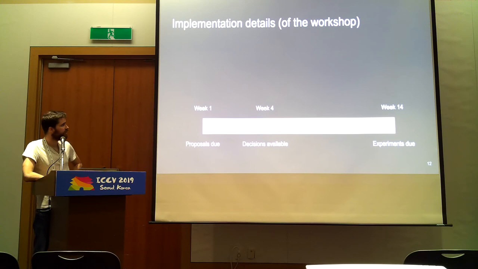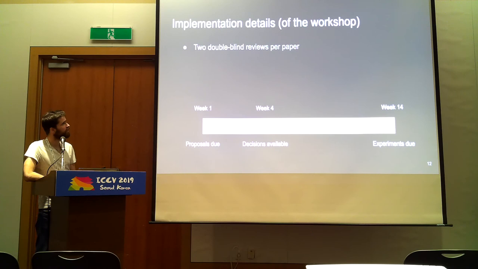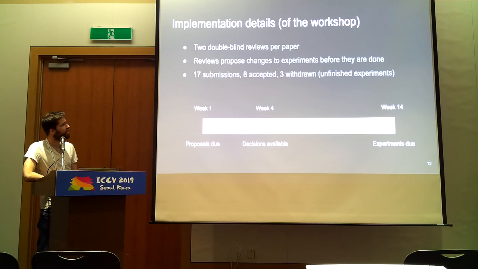Just as a very high-level description of what we did, without many details: we had two phases where the authors had to write their proposals, and we went through a review process with rebuttals, and then they had a period of about 10 weeks when they had to run the experiments. This was perhaps a bit too short because of the timings of the workshop, but this is what we did, and it should be possible to tweak it. We had two double-blind reviews per paper. The reviews proposed changes to the experiments before they were done. In total we had 17 submissions and accepted 8. But one thing to keep in mind, 3 were withdrawn because they did not finish the experiments. So this is a very high attrition rate, which you don't get with standard publishing. We were a bit surprised.